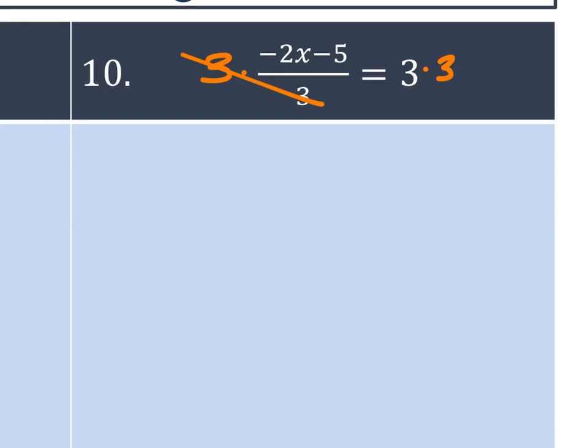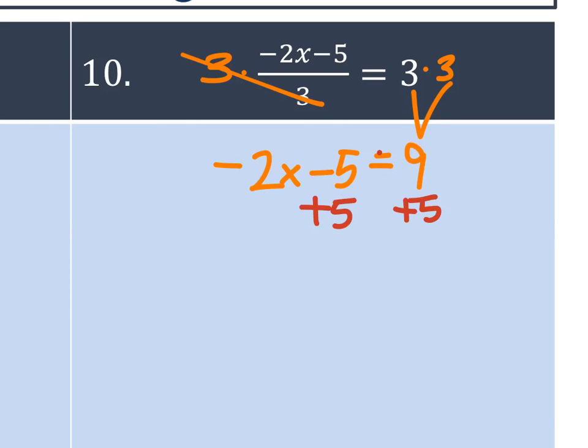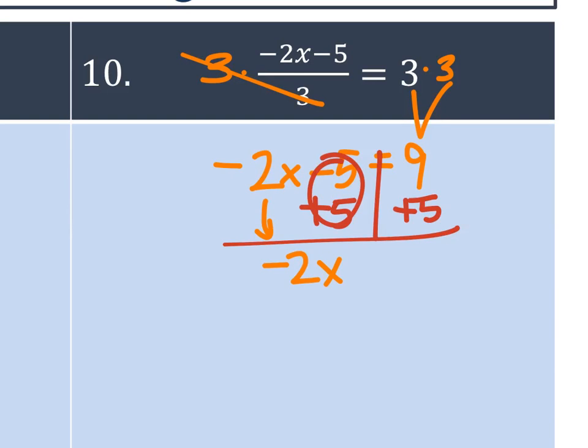Okay? By cancel out, I mean it becomes a phantom 1. So over here we get 3 times 3, which is 9. And then we still have that numerator, negative 2x minus 5. Now this becomes a two-step equation for us, which we've seen before. So I'd say isolate your x's by adding 5 to both sides and zeroing out that negative 5. Drop your negative 2x there. And this equals 9 plus 5, 14.